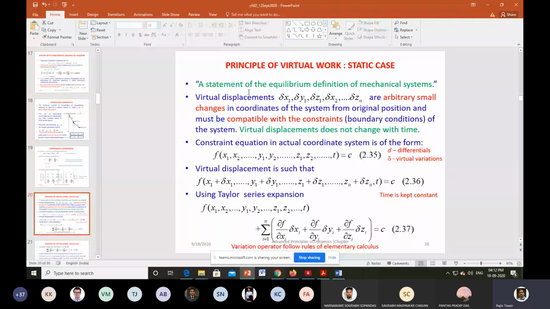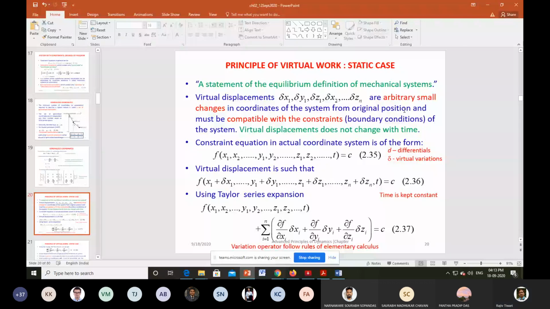Virtual displacement: virtual means some kind of fictitious, imaginary displacement. Let us say delta x1, delta y1, delta z1, like this. If we have an n degree of freedom system, we'll have various generalized coordinates of the system, and the delta represents that we are giving some small change in the generalized coordinates. The definition of that is arbitrarily small changes in the coordinates of the system from the original position.